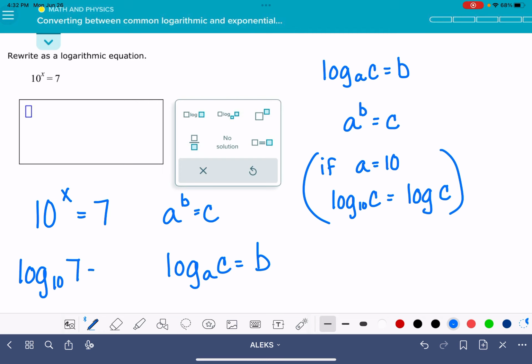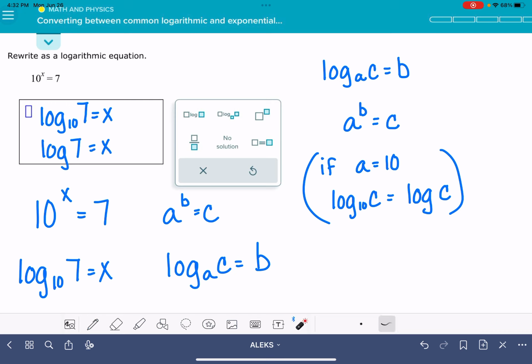I'm just going to condense this together. And again, if our base is 10, we don't have to include that in the log expression. So my answer, I could write it as log base 10 of 7 is equal to x. That would be allowed. Or I could write it as log of 7 equals x. Now, it's not asking me to solve for x, it just wants me to rewrite it in that logarithmic expression.